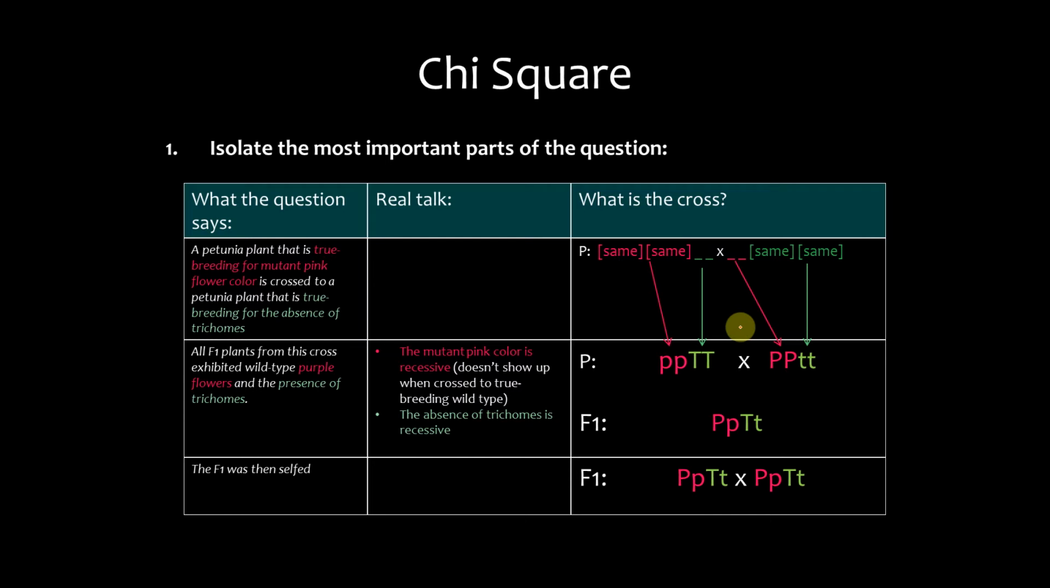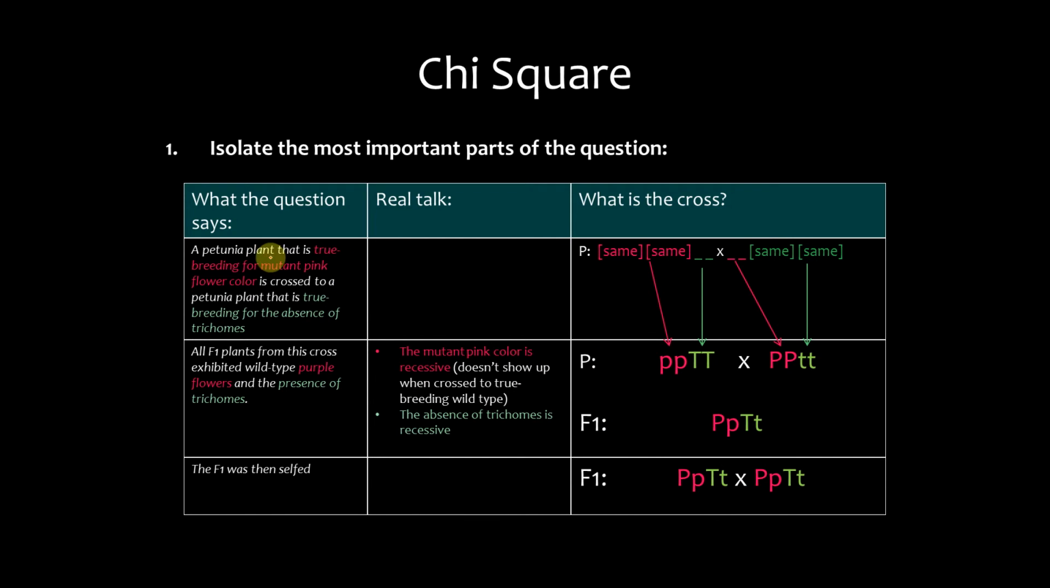So the first thing that we need to do is isolate the most important parts of the question. So here I've created this handy-dandy table. Here in this column is what the question says. Here is real talk, so figuring out what that even means. And then third, I'm actually drawing the cross. So this is where I'm transforming this into understanding what it's saying, and into symbols that we use in genetics to figure out the answer.